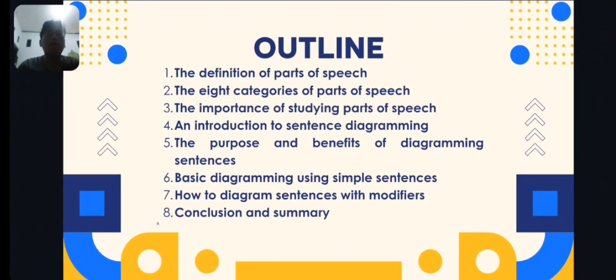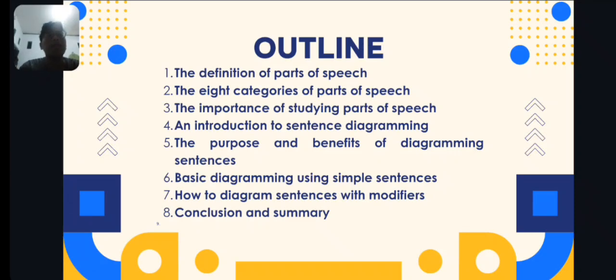There are 8 outlines. First, the definition of part of speech. Second, the 8 categories of parts of speech. Third, the importance of studying part of speech, and fourth, an introduction to sentence diagramming. Fifth, the purpose and benefits of diagramming sentence. Sixth, basic diagramming using simple sentence. Seventh, how to diagram sentence with modifier. Eighth, conclusion and summary. And also there is part 2.